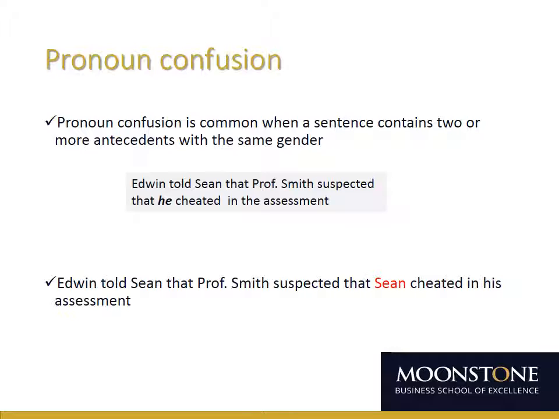Pronoun confusion is common when a sentence contains two or more antecedents with the same gender. As the example on the screen, Edwin told Sean that Professor Smith suspected that he cheated in the assessment. We are now not sure whether we are referring to Edwin or Sean, or maybe even Professor Smith. A correct sentence would be, Edwin told Sean that Professor Smith suspected that Sean cheated in his assessment.